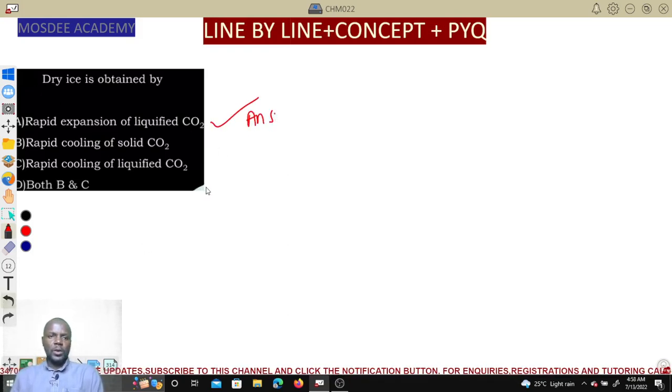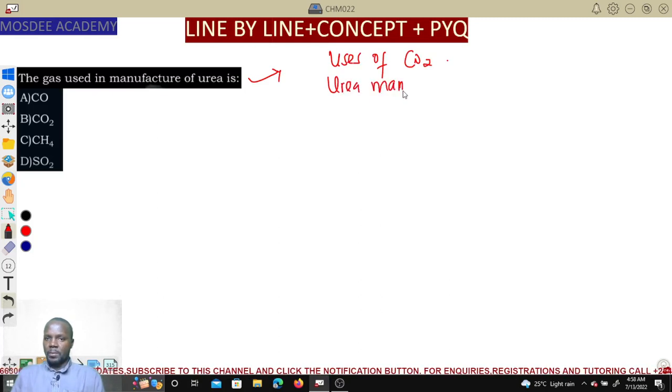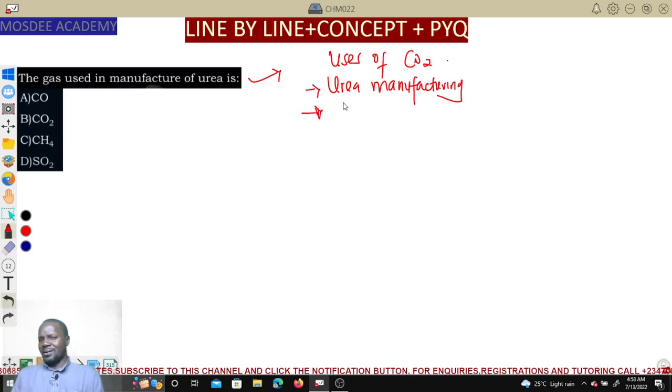The next question. The next one is the gas that is used in manufacturing of urea. Some uses of CO2. The one that is, yes, urea manufacturing. CO2 is also used by plants for photosynthesis. It is also used as a fire extinguisher. I just want to recall important usage.